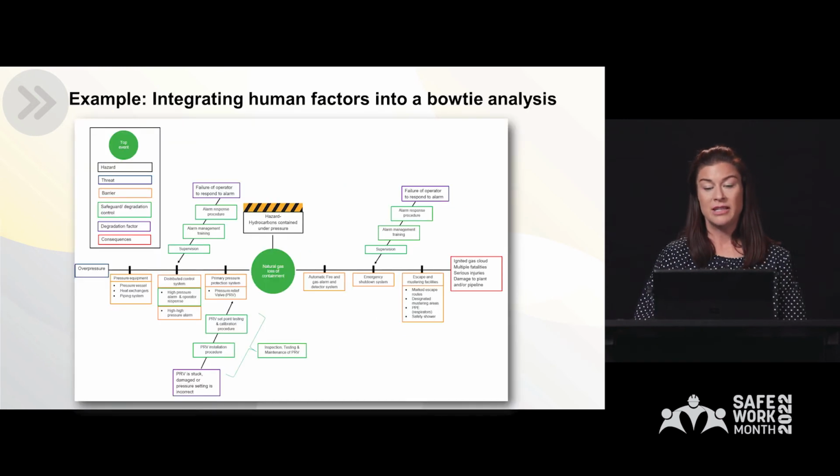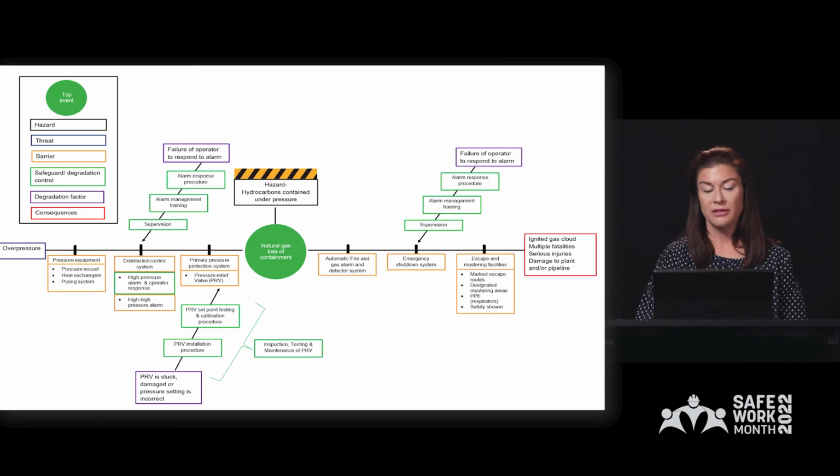So here is a simple example of how human factors can be integrated into a bowtie analysis as degradation factors and safeguards, not threats. The top event is a natural gas loss of containment. The threat is represented by the blue box and its overpressure. Barriers are represented by the orange boxes, and safeguards and degradation factor controls are represented by the green boxes. Degradation factors are represented by the purple boxes.